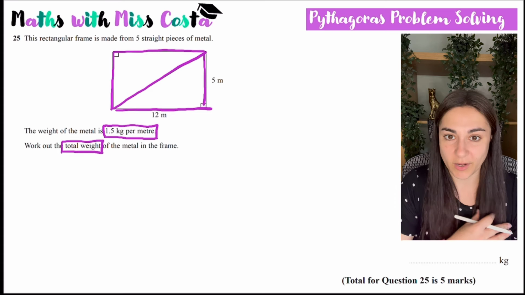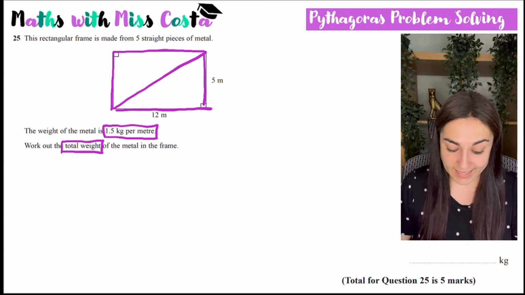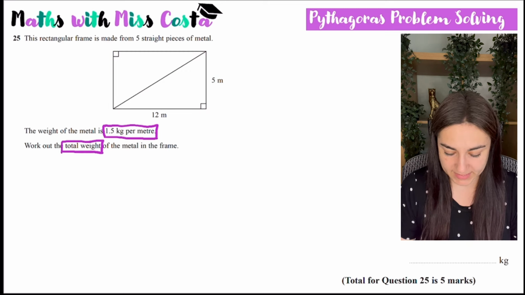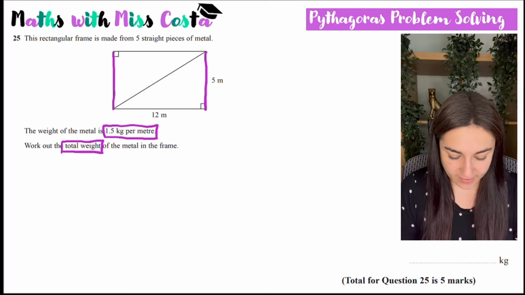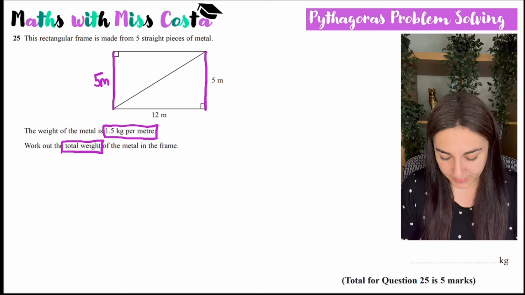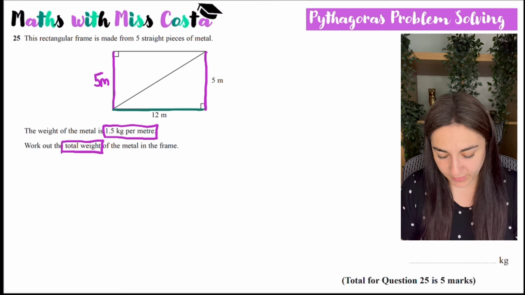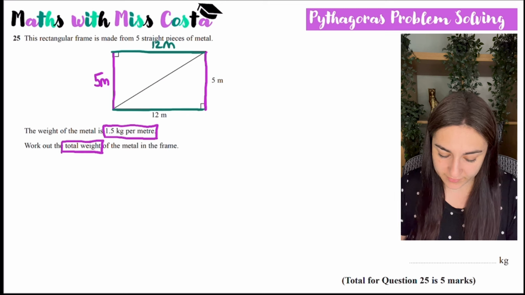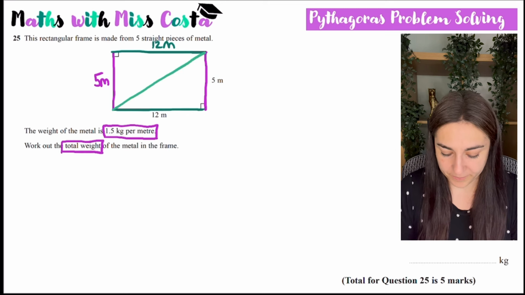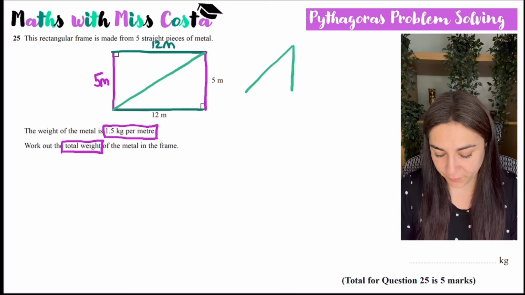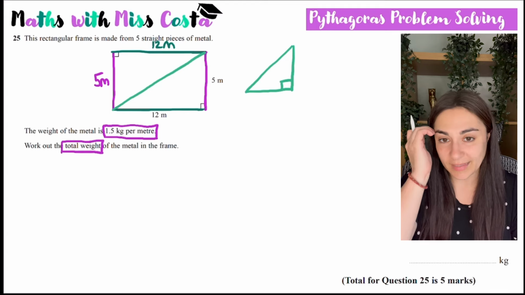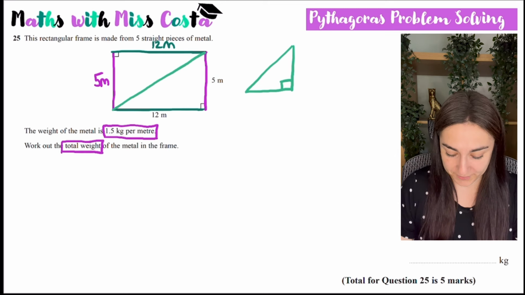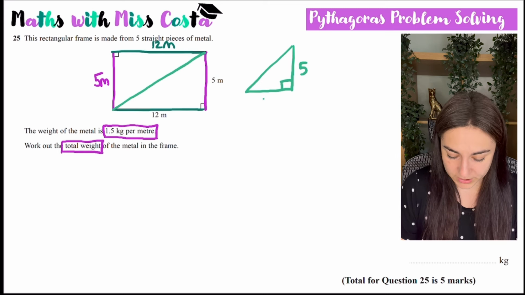So what I need to do is work out the total length of each piece of metal. So it's a rectangle, so some of these sides should be pretty easy. If this is 5 meters, then this side will also be 5 meters. And if this side here is 12 meters, then this side here is also going to be 12 meters. So that's pretty straightforward. But then I'm left with this length here. So this length here forms a right-angled triangle. And when I've got right-angled triangles, I can use two things, either Pythagoras or trigonometry. Now, Pythagoras is going to be what I want to use here.